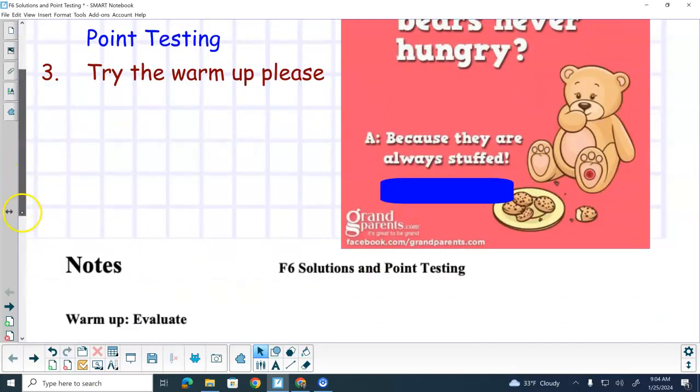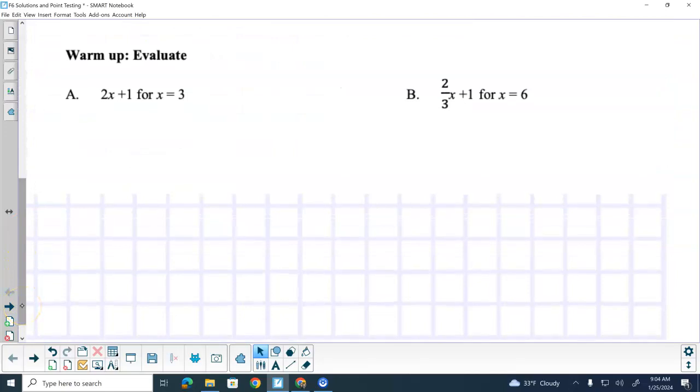Yeah. All right, so if you guys could do the 2 warm-ups, please. 2 warm-ups. We're evaluating expressions under certain conditions. We're going to use this concept a lot today. So if we have an algebraic expression, in this particular case, it's 2x plus 1. Okay? And we say that we want to evaluate it at x equals 3. What do we do?